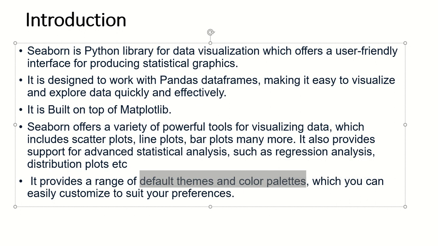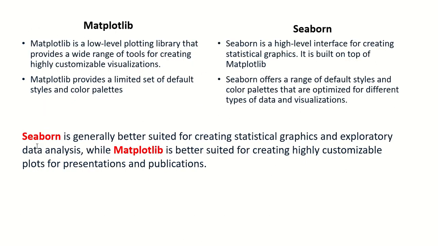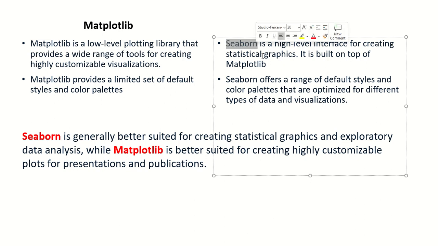So now we will check what is the difference between the Matplotlib and Seaborn libraries. So here is the difference. Matplotlib is a low-level plotting library, which provides a wide range of tools for creating highly customizable visualizations, whereas Seaborn is a high-level interface for creating statistical graphics, and obviously it is built on top of Matplotlib. Second point is Matplotlib provides a limited set of default styles and color palettes.